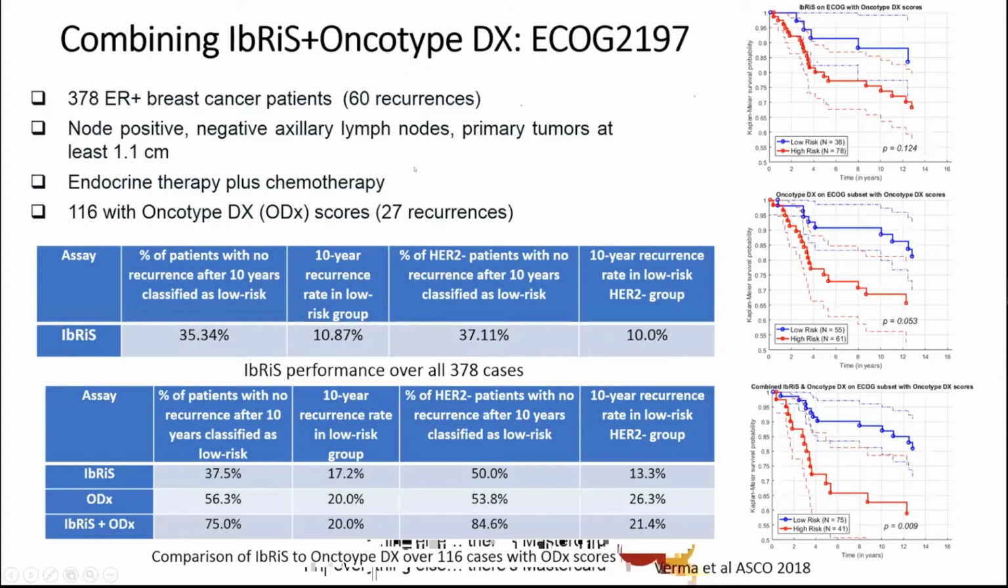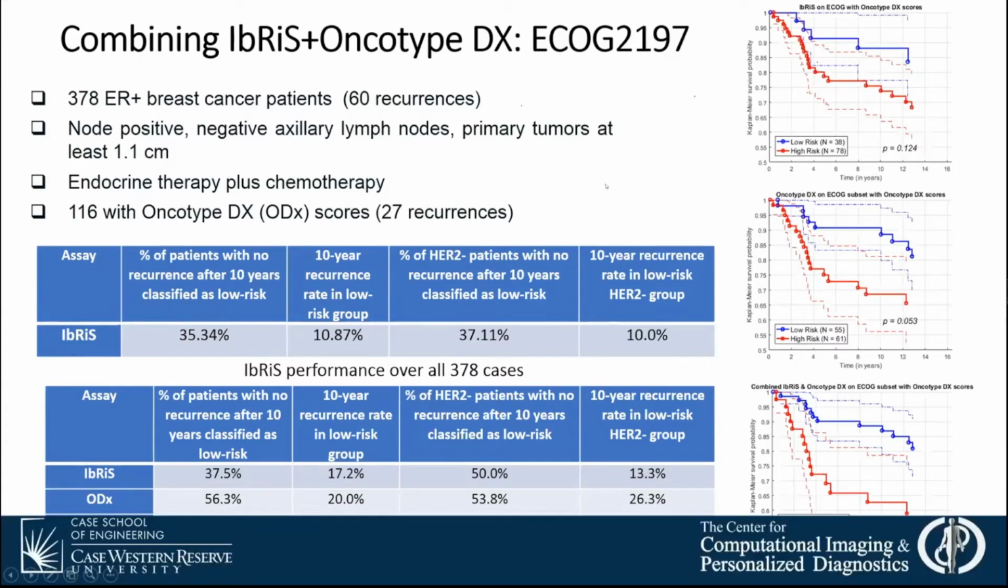All right, what else? Well, it turns out that you can also combine IBRIS with Oncotype DX. So we've shown in a study a couple of years ago in about 378 patients that when you combined the Oncotype DX with the image-based risk score, you could significantly improve the performance of Oncotype, nearly by 20%. So in other words, you can identify 20% more truly low-risk breast cancer patients who could successfully avoid adjuvant chemotherapy.